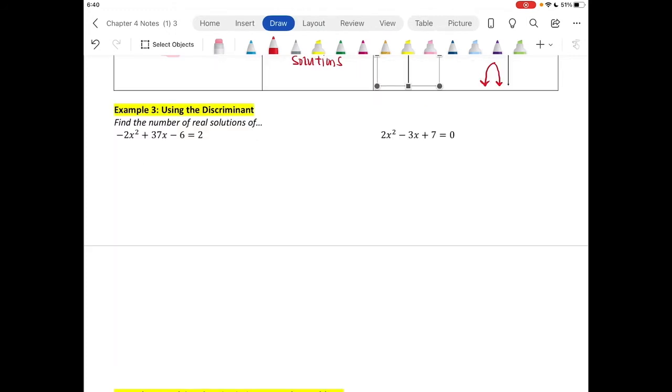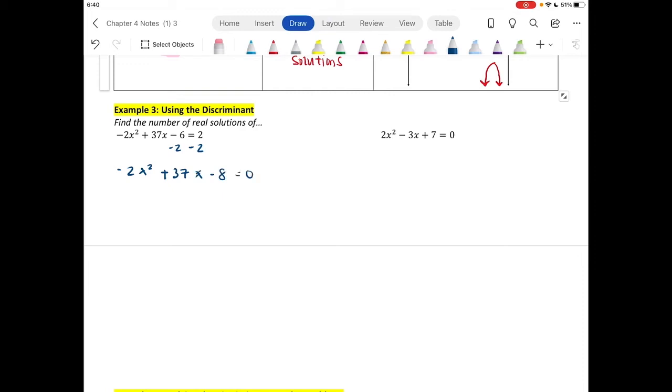Now let's use the discriminant. Just like the quadratic formula, we do need to make sure that it is in standard form first. So in the first example, we can subtract 2 from both sides, leaving us with -2x squared plus 37x minus 8 equals 0. Well, now we know that A is -2, B is 37, and C is -8.